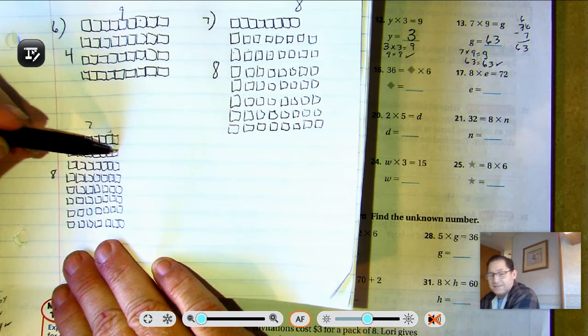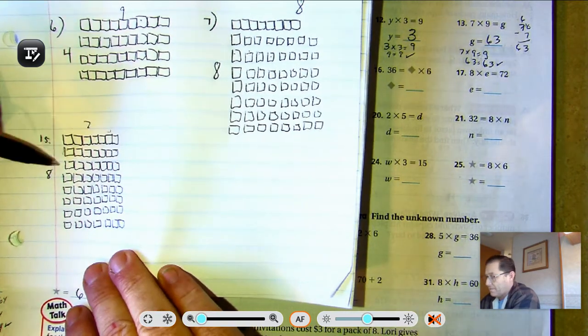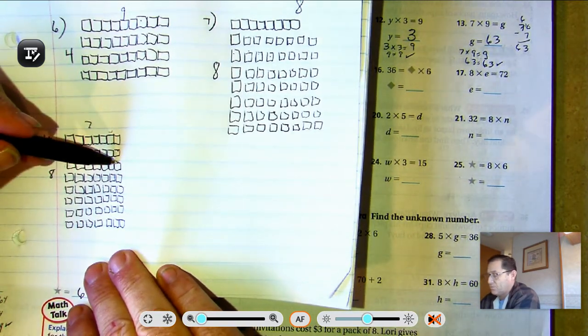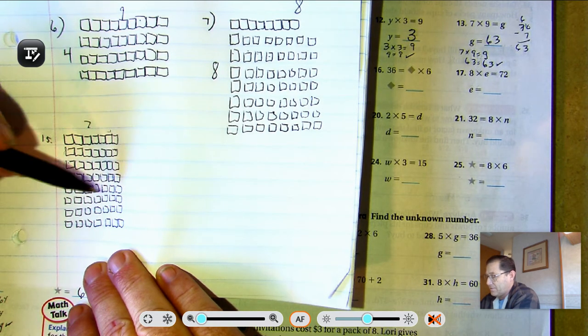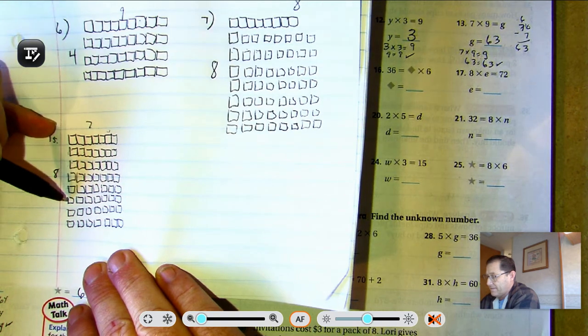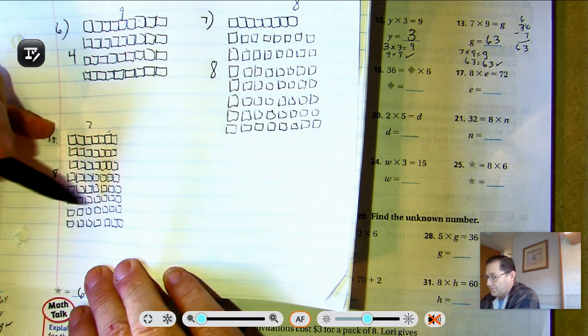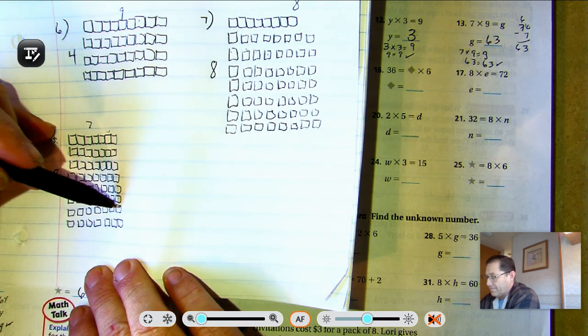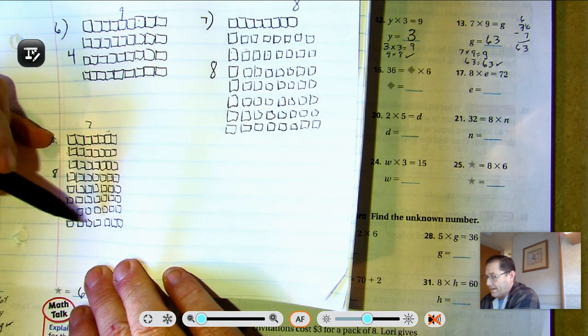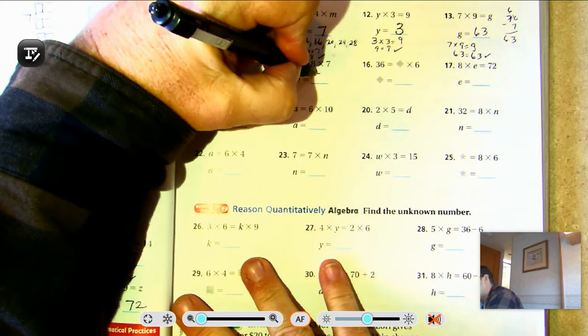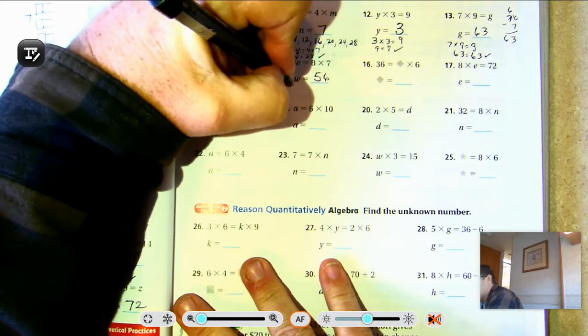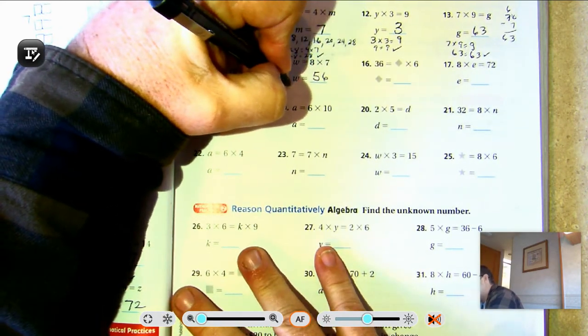7 plus 7 is 14. 14 plus 7 is 21. 21 plus 7 is 28. 28 plus 7 is 35. 35 plus 7 is 42. 42 plus 7 is 49. 49 plus 7 is 56. Yeah, I think it would have been easier just to know 8 times 7 is 56.